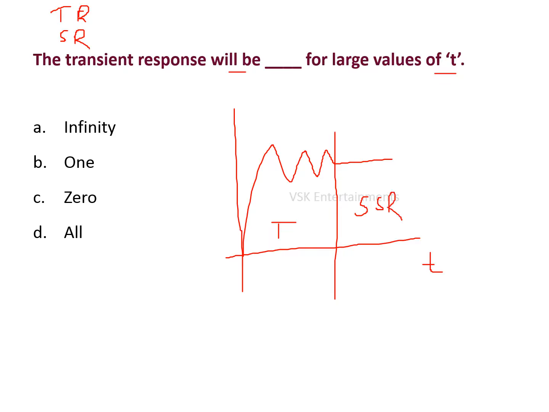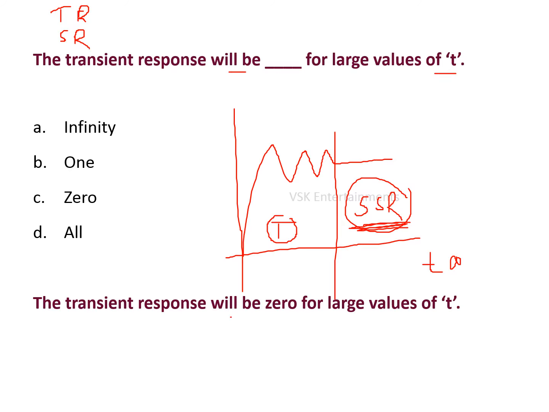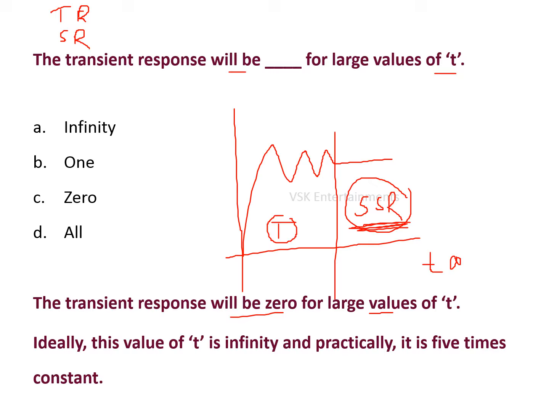For time t is equal to infinity, the transient response becomes 0. Means in this period transient response is 0, and we are only going to get the steady state response. So transient response will be 0 for large values of time t. Ideally at time t is equal to infinity, we get the transient response as 0, but practically at t is equal to 5 time constants, we get the transient response as 0. In this case we consider the ideal case, that is at time t is equal to infinity, the transient response is 0. So option C is the right answer.